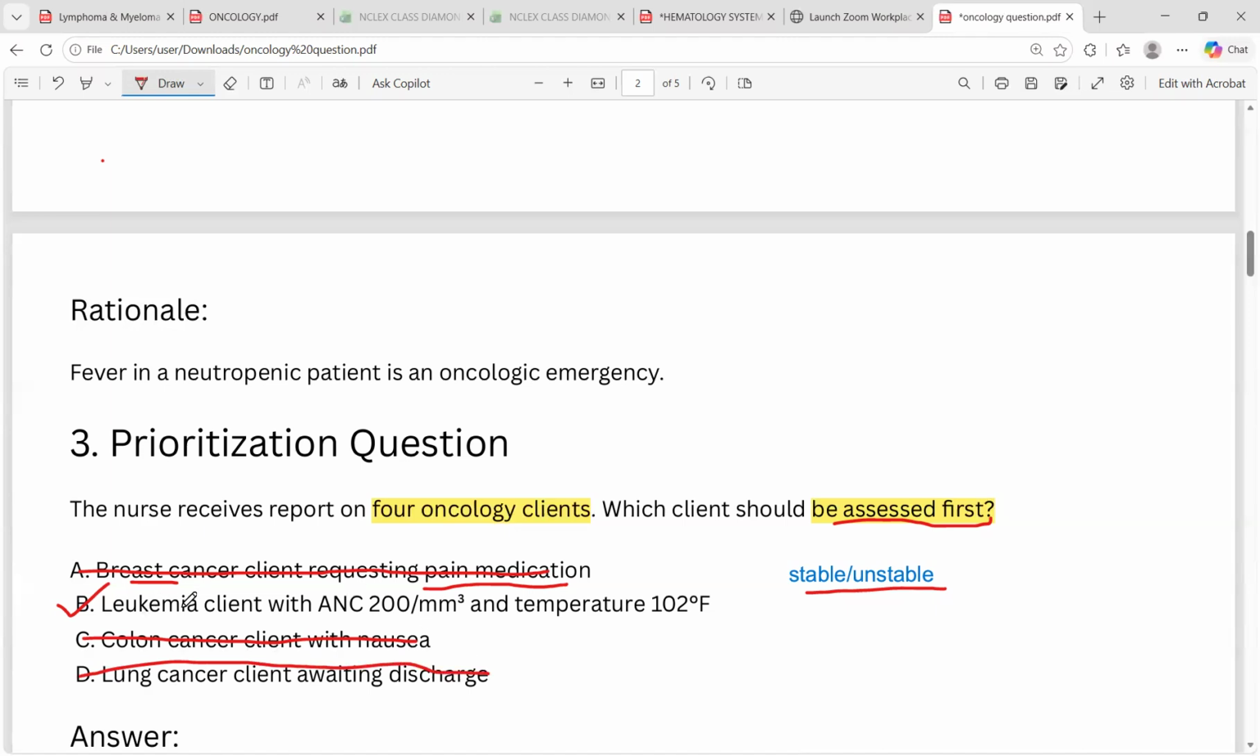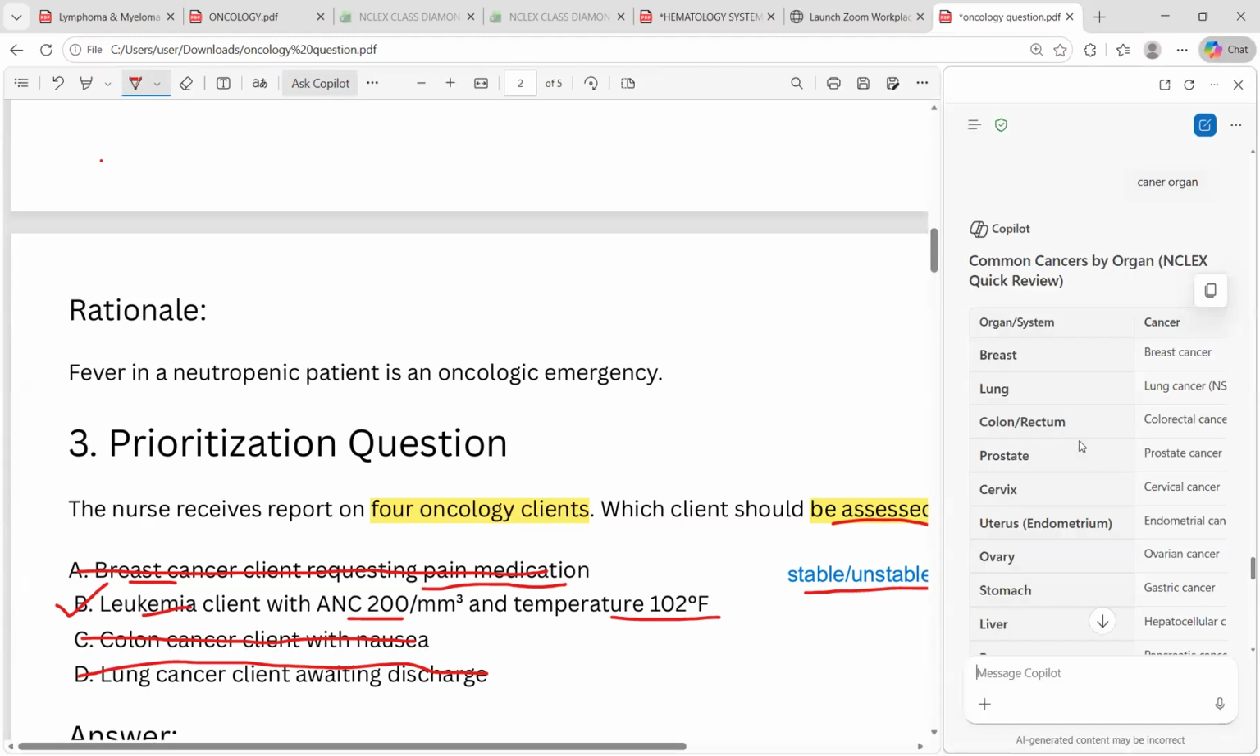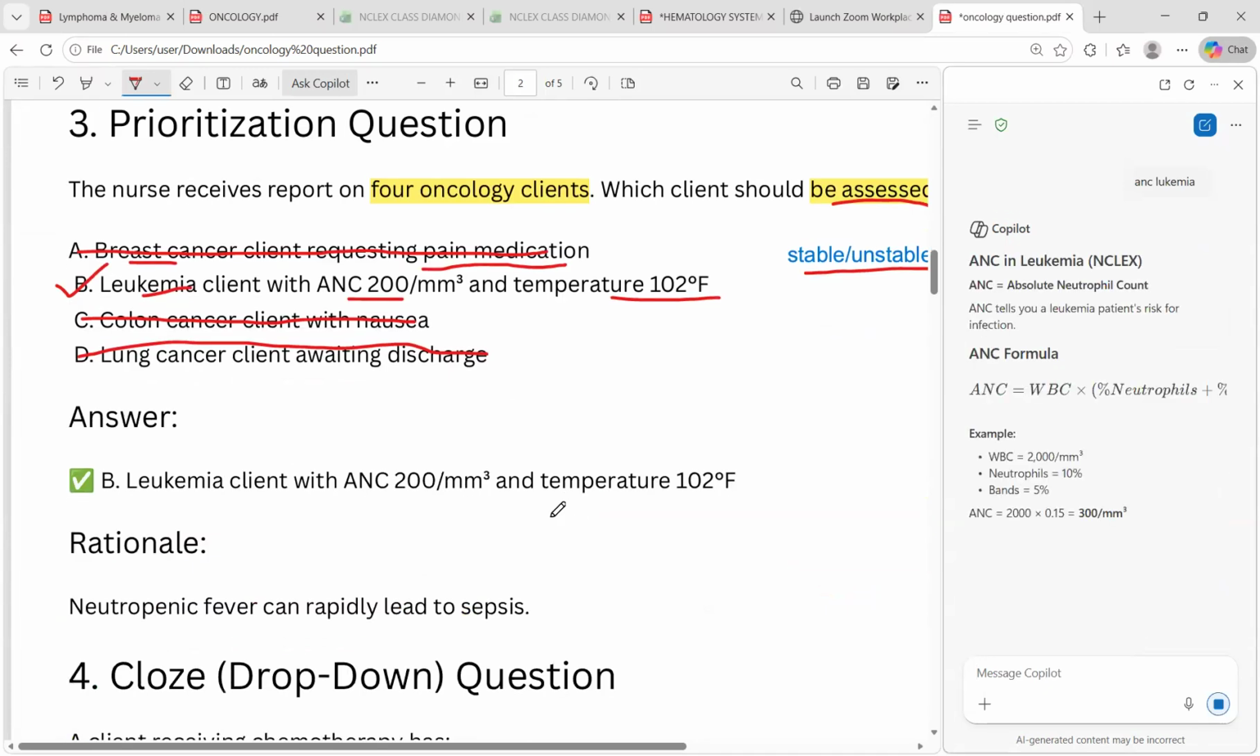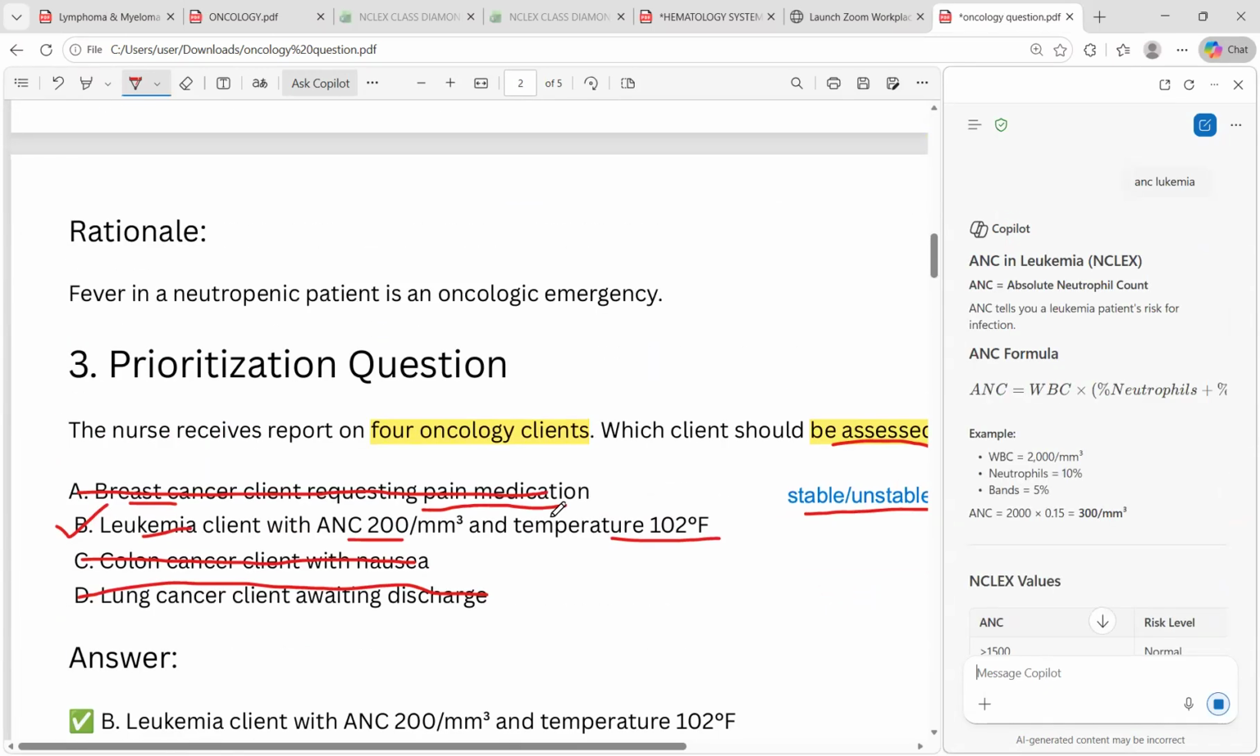Why have you selected leukemia with the ANC 200, temperature 102? Leukemia, ANC is low, and then temperature is there. They are more prone to get infection. So you have chosen option B. Can I check the answer? Yes, that is correct, because here the client's neutrophil count is less. The minimum the client needs is 500.